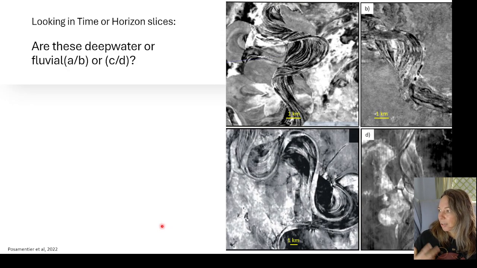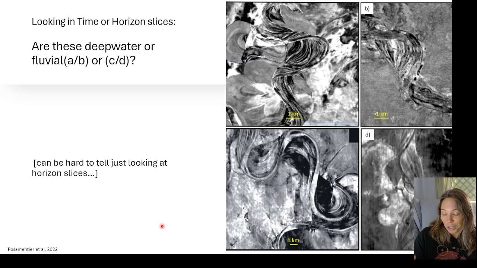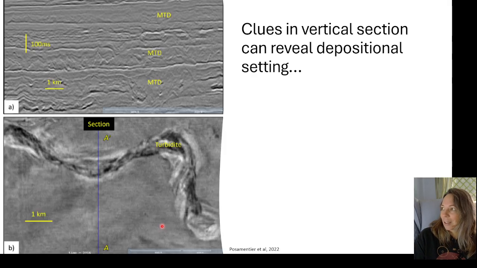When we look at seismic, like in this case, we're looking at a bunch of time slices. I would have trouble just looking at these and knowing which of these are from fluvial systems or which of them are from deep water systems. It's very hard to tell just looking at the horizon or time slices. And so that's why we want to go back and look at the vertical sections at the same time and incorporate both views into our interpretation. In this case, we've got more of a turbidite system. From A to A prime, we can see a lot of these turbidites and mass transport deposits stacked up on top of each other. This is a deep water environment.